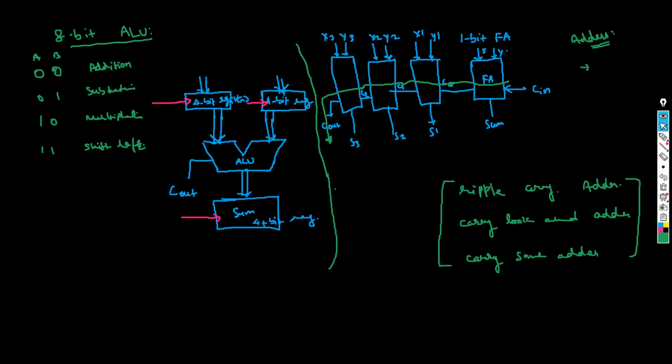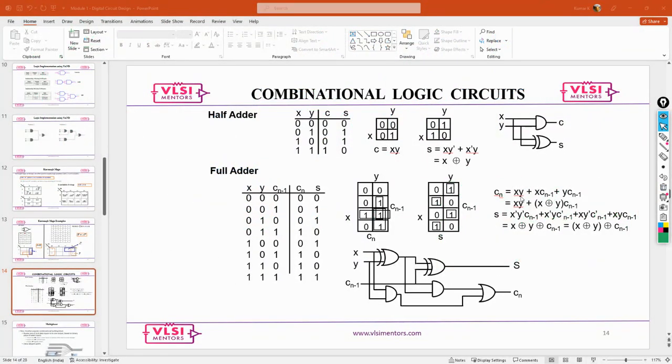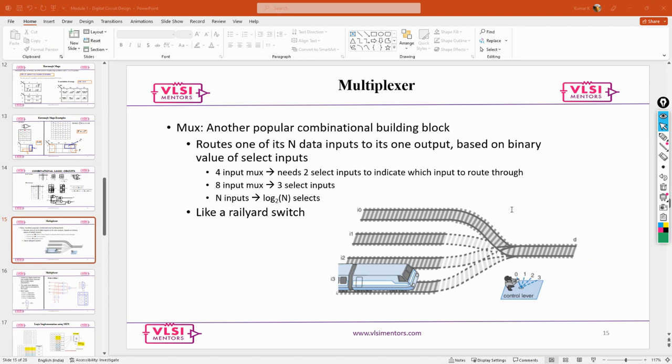Okay, moving on. So we are done with half adders and full adders, and we have also discussed 4-bit adders, etc.